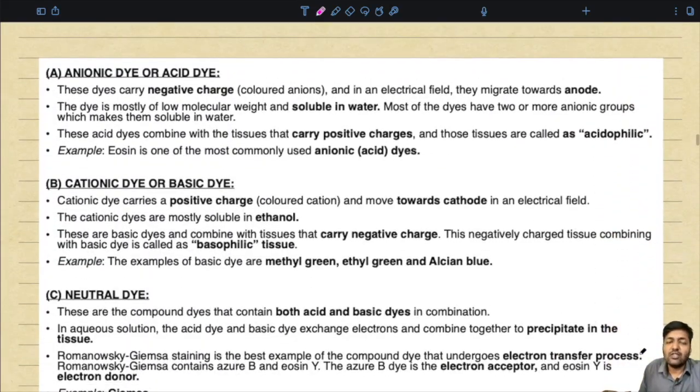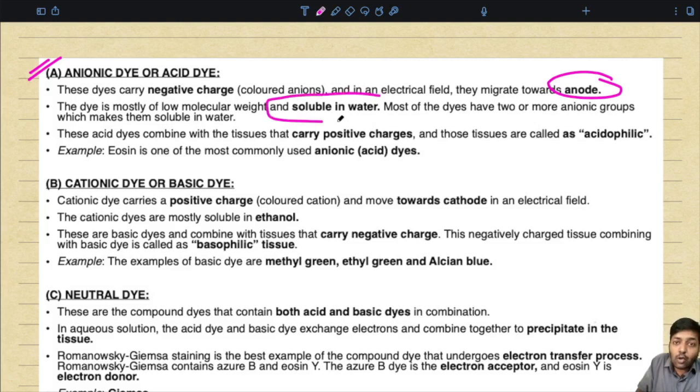Now we are just going to read whatever we have just summarized, and we are going to add a few more points. As I told you, the anionic or acid dyes carry a negative charge and will migrate towards the anode in an electric field. They are mostly low molecular weight and, very importantly, soluble in water. Most of these dyes have 2 or more anionic groups which make them soluble in water. This is an important point to note.